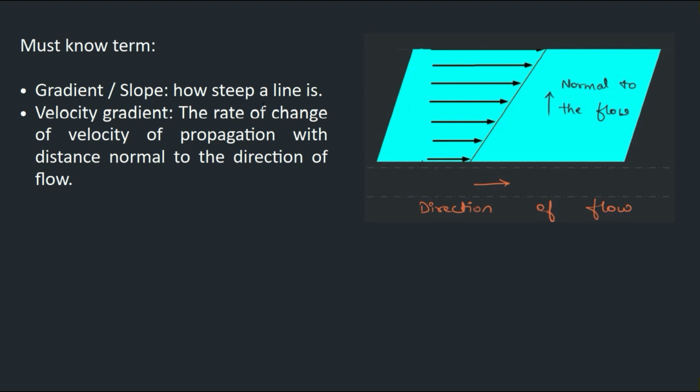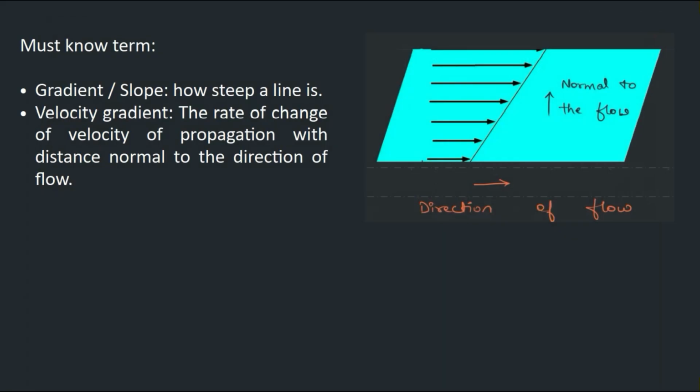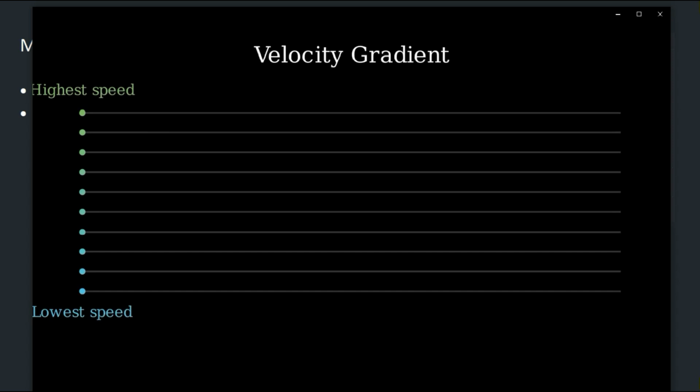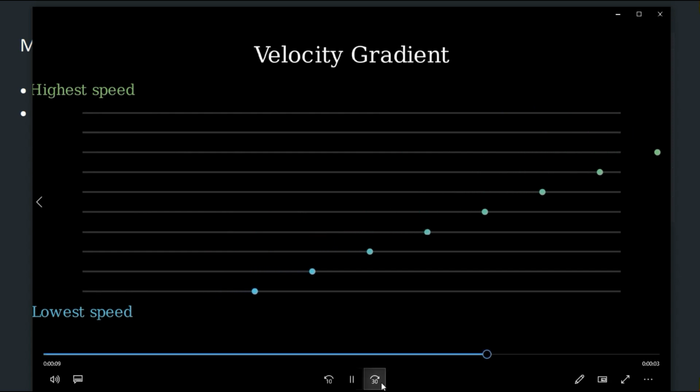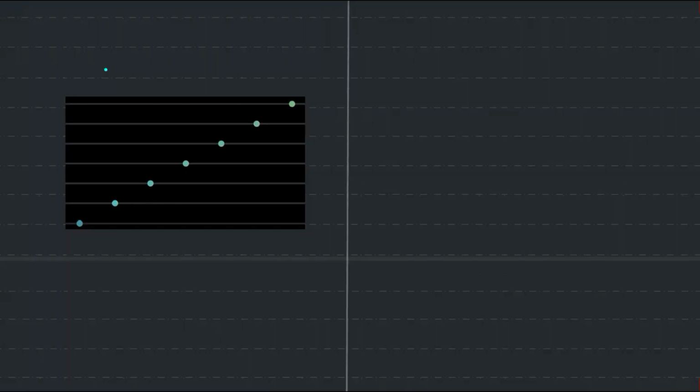See, velocity gradient is nothing but rate of change of velocity of a propagation with distance normal to the direction of flow. So let me explain this way actually. Okay. Let me put it across you guys with this. So this is a non-zero velocity flow with a non-zero velocity gradient. So what does it actually mean? So we saw this set of particles moving from left to right. So the direction of flow is from left to right. So that's your direction of flow.